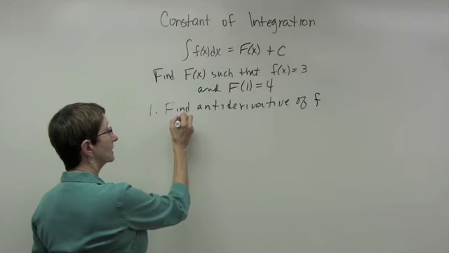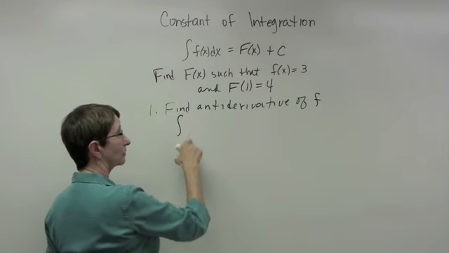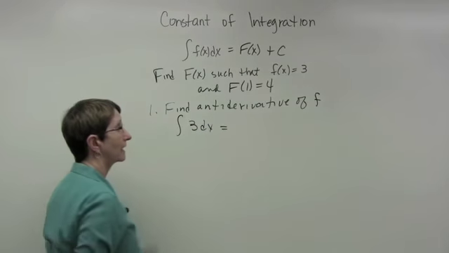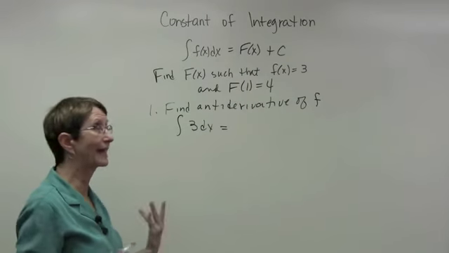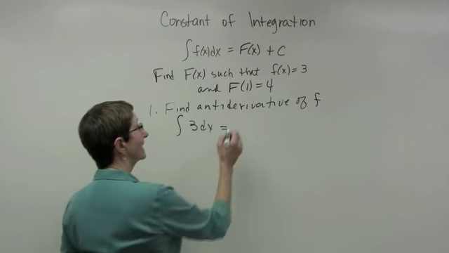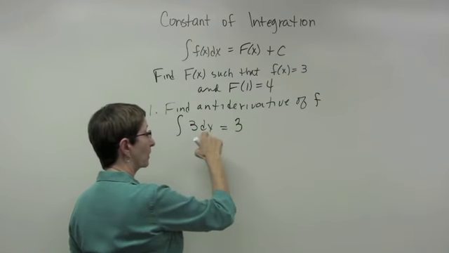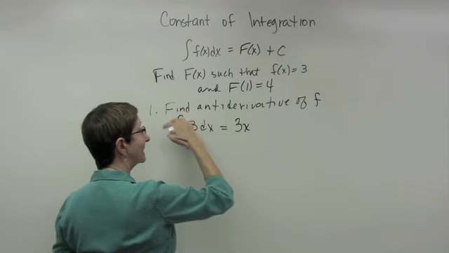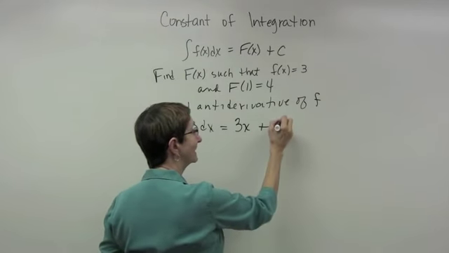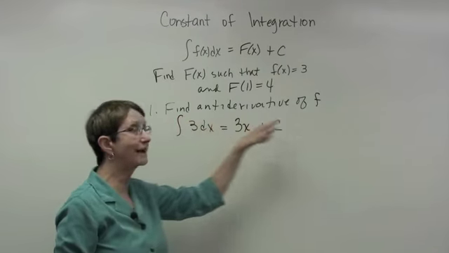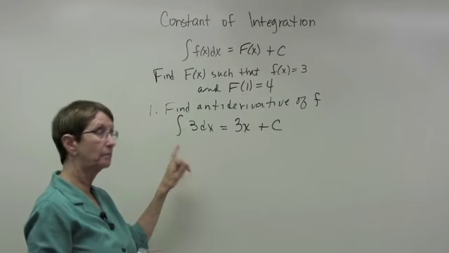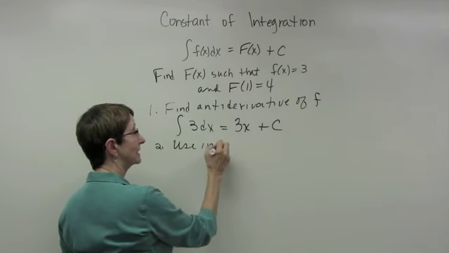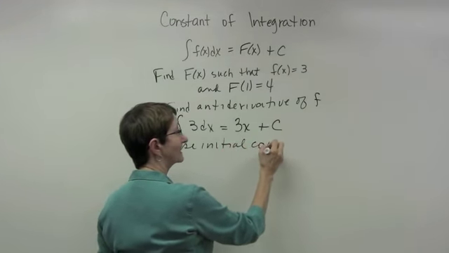So let's use the integral. Integral of 3 dx. 3, that's a constant. So we have the rule that says take the constant, multiply it by the variable. In this case, our variable is x. And then what we're going to do is add c to take care of every possible antiderivative. And then the second step is use initial condition to find c.